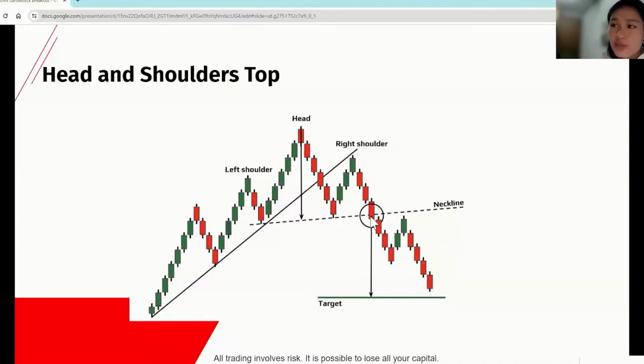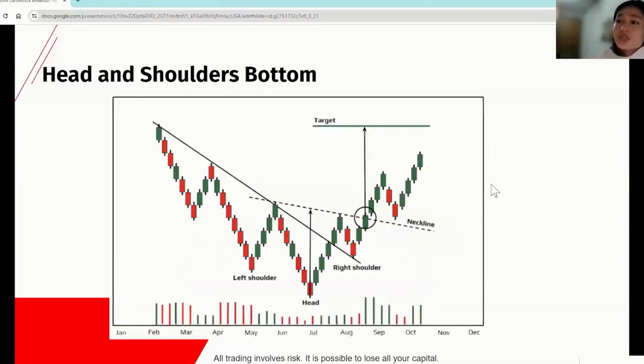Yeah, and we are expecting price, once it breaks out of this neckline, to then go in for a sell towards this target here. Okay, so that's the head and shoulders top.